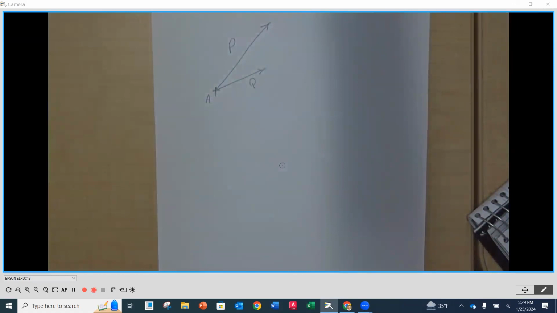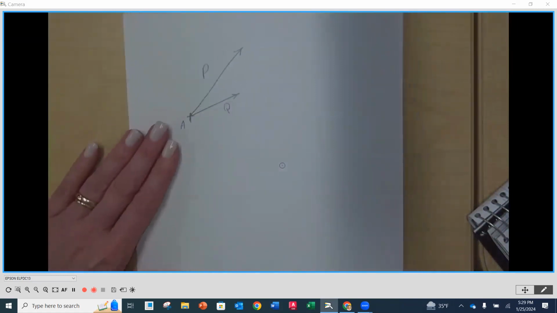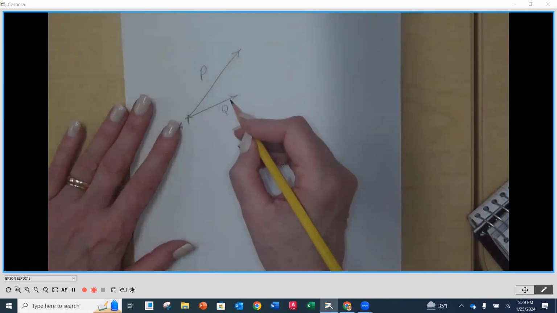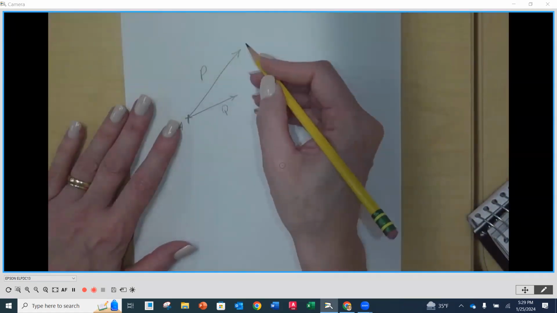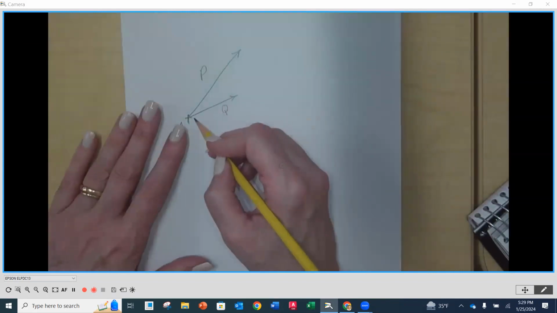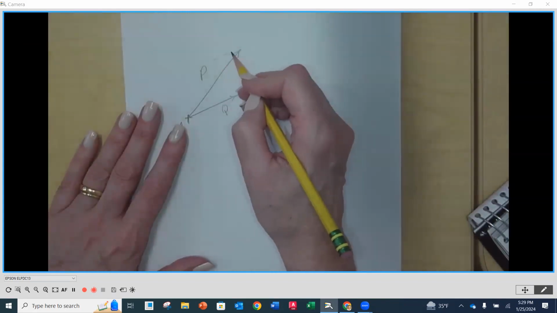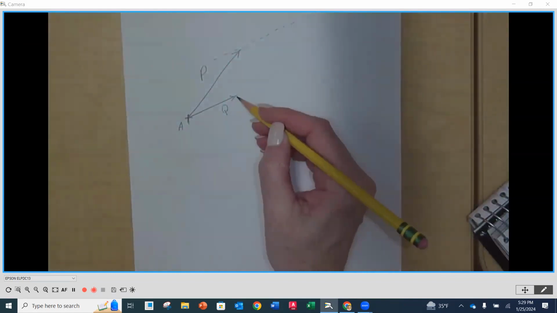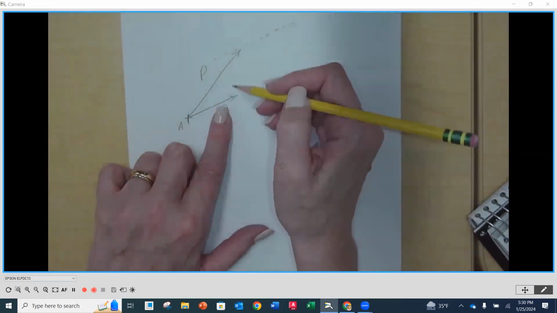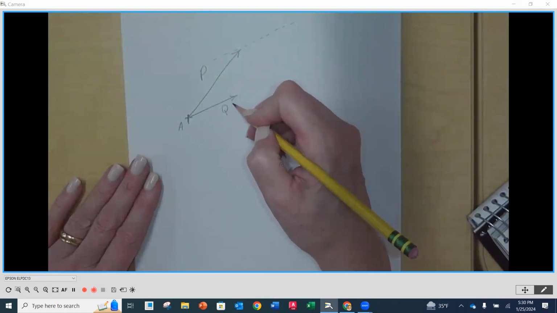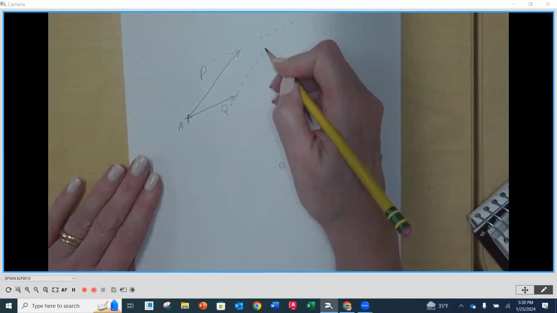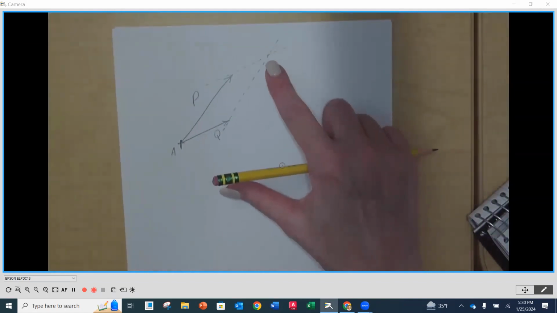I want to find the one force that replaces that but has the same net effect on the body. So through the endpoint of each one of these vectors, I am going to draw a construction line that's parallel to the other vector. Since I've got Q here, on the endpoint of P, I'm going to draw a construction line parallel to Q. That looks pretty parallel. And now I'm going to do the same thing on the endpoint of Q: I'm going to draw a construction line parallel to P. And I'm going to extend those until I find an intersection.